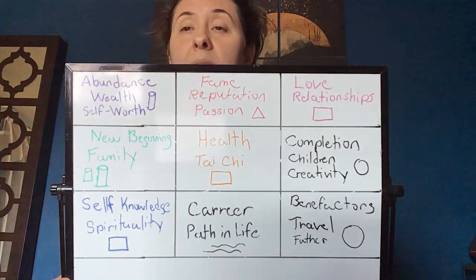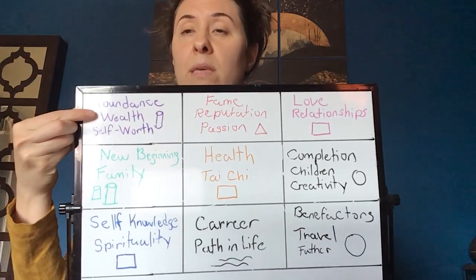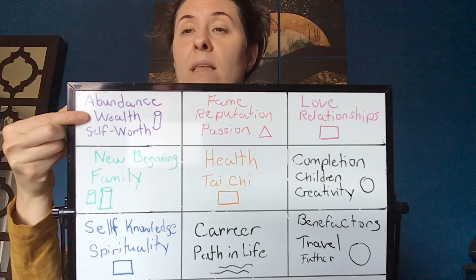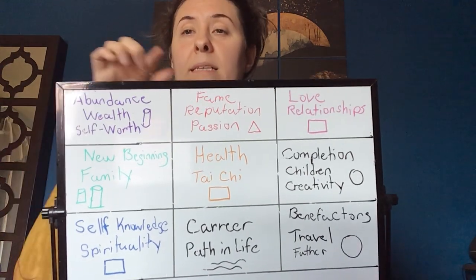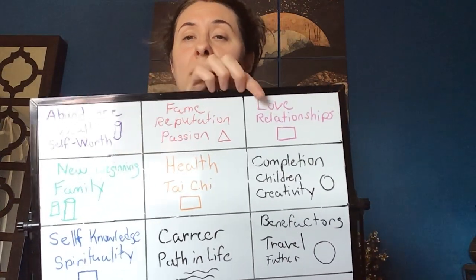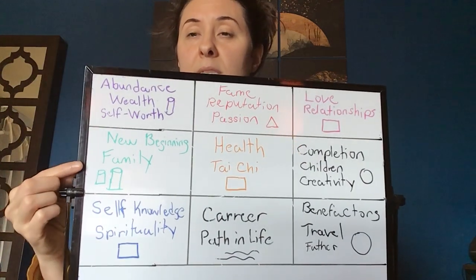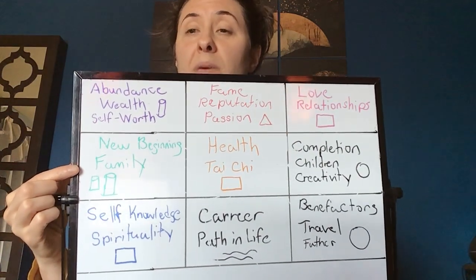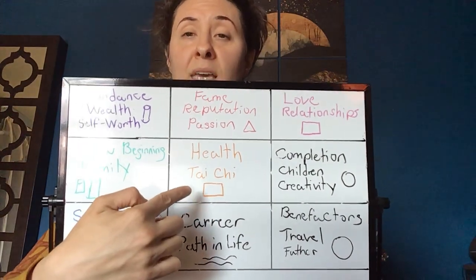So I'll just name them, okay? Let's just start with the top corner here. That's abundance, wealth, and self-worth. This is fame, reputation, and passion in life. This is love and relationships. And then we'll go all the way over to this side. And here we have new beginnings and family, health, and the Tai Chi.